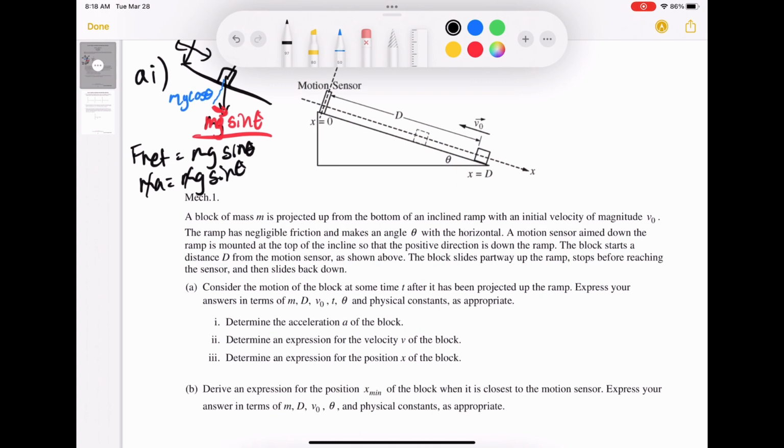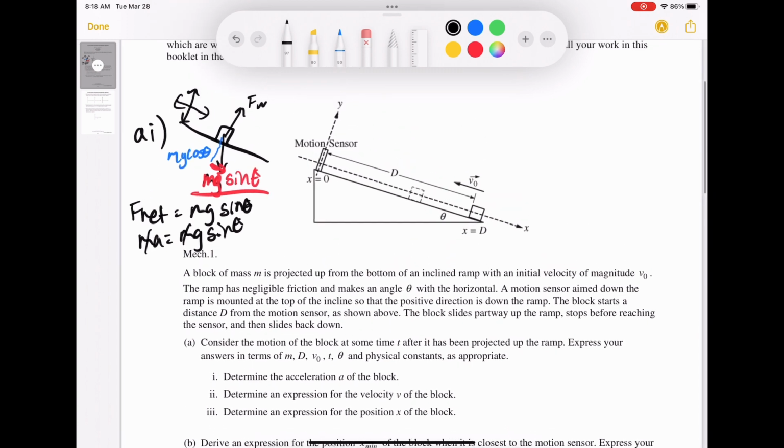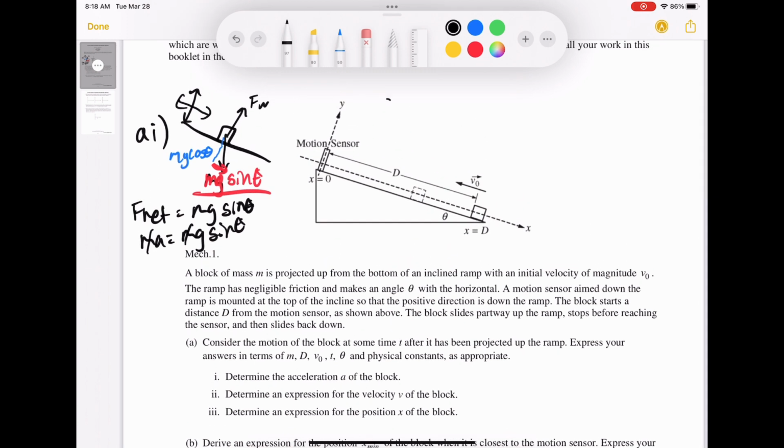So let's go ahead and look at part II. It says determine an expression for the velocity v of the block. So we have part A II. For this part, there really are two different methods you could use. One, you could take the integral of our acceleration. Alternatively, we know that the velocity function v is equal to v naught plus at. That's maybe a little bit of an easier way to do it.